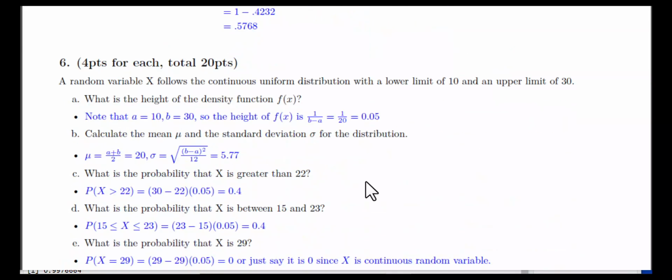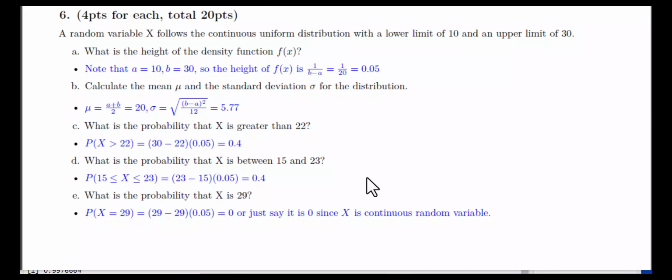And question number 6 is about continuous uniform distribution. So for this one, continuous uniform distribution with a lower limit, or lower end, at 10 and upper limit, upper end, at 30. Then the height of the density function. We know that the density function for continuous uniform distribution is just a flat line. Okay, the height is exactly 1 over b minus a. Okay, a equals 10, b equals 30. So the height is going to be 1 over 20, 0.05.